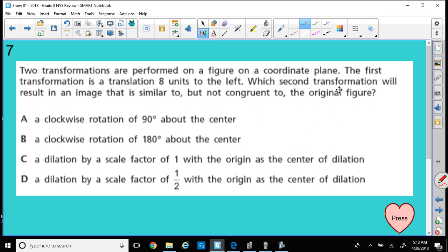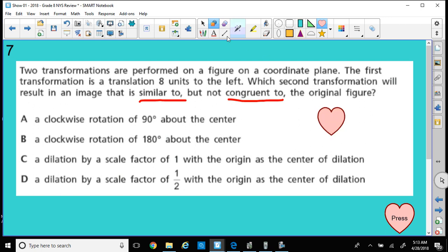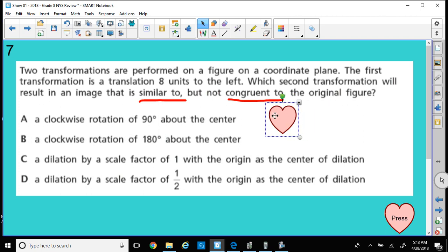The second transformation will result in an image that is similar, keyword, to but not congruent to, another keyword, the original figure. So we want to know which second transformation will give us an image that is similar to, and let me underline that, similar to, so it's going to be similar, but not exactly the same, which is congruent, they're saying. So if I had a figure, let's just get a figure real quick, and I'll get this little heart. Now, if I had to translate it 8 units to the left, I would just grab it and slide it over to here.